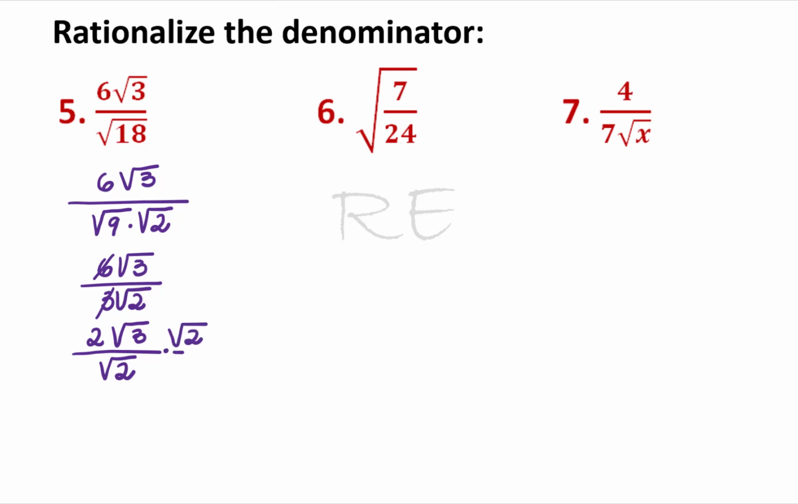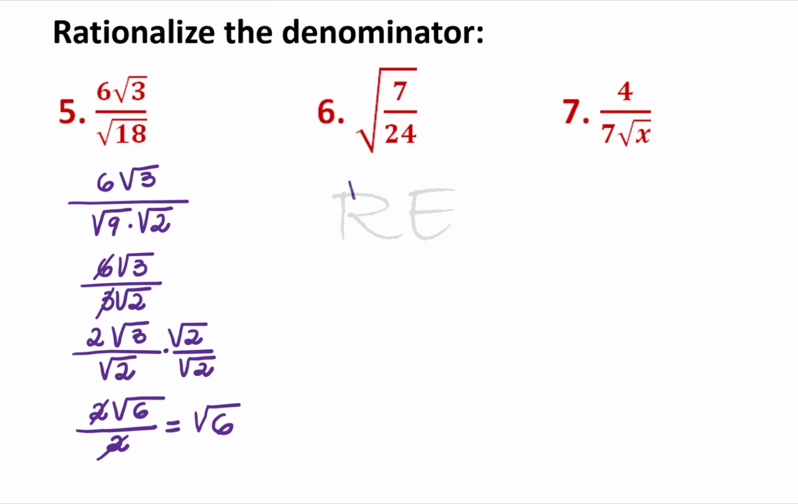To rationalize, we multiply by square root of 2 over square root of 2. We get 2 square root of 6 over square root of 4, which is 2. And the 2s cancel. Our answer is square root of 6.